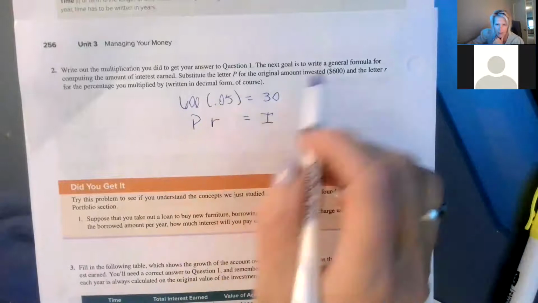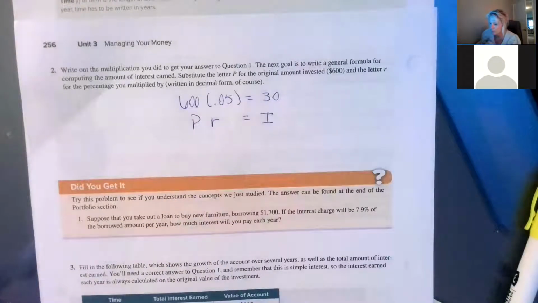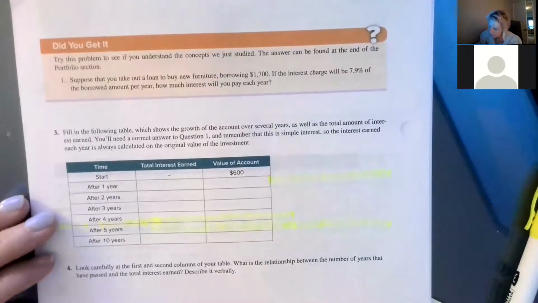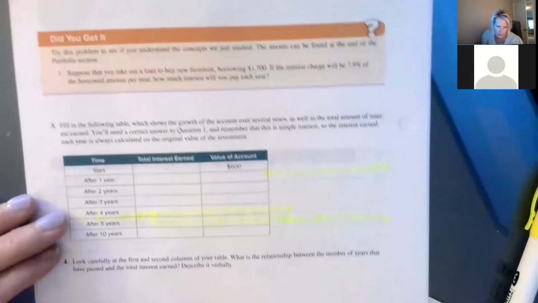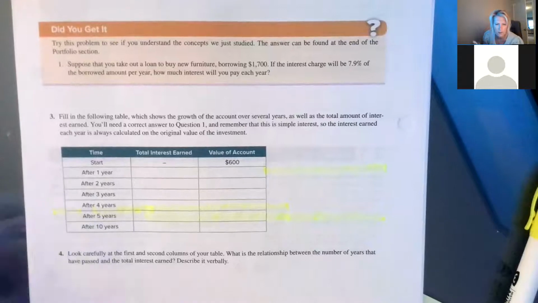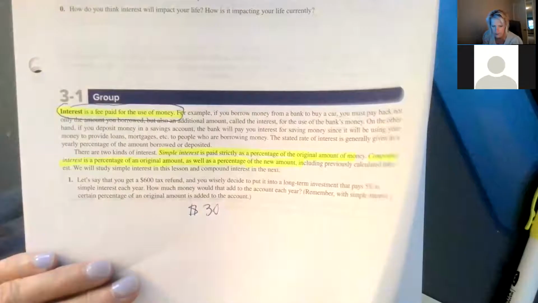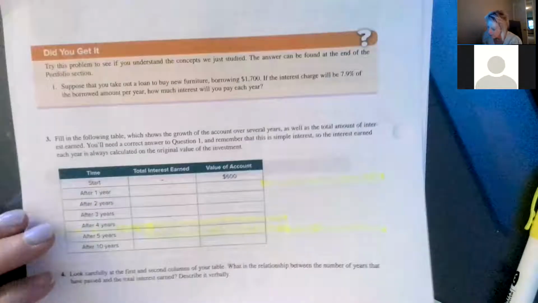Also remember that your interest is always written in decimal form. So going down to number three. This is still in the following table, which shows the growth of the account over several years, as well as the total amount of interest earned. You'll need a correct answer to question one, which everybody should have said, $30. So each year you're gaining $30.